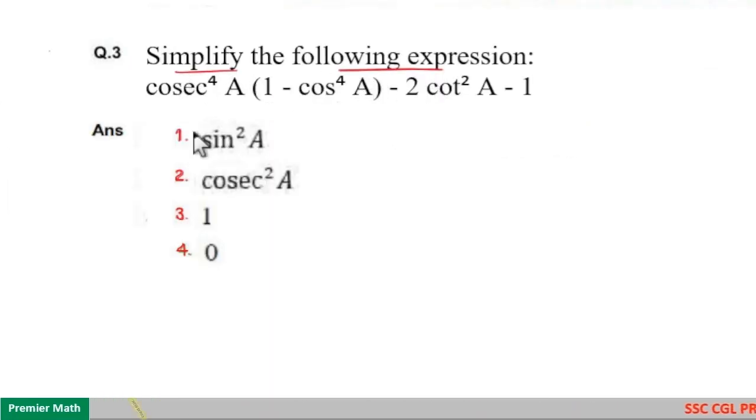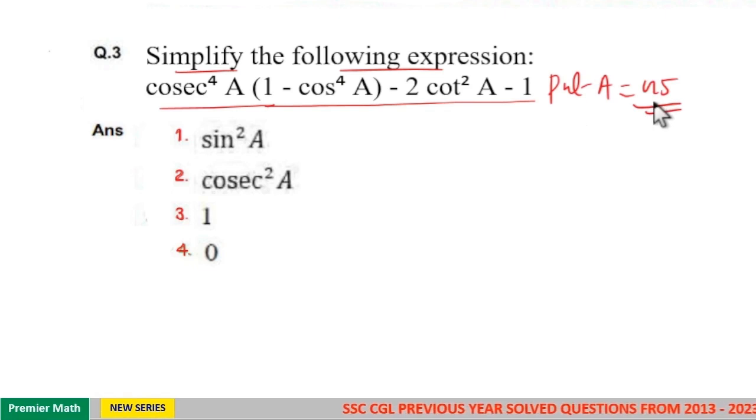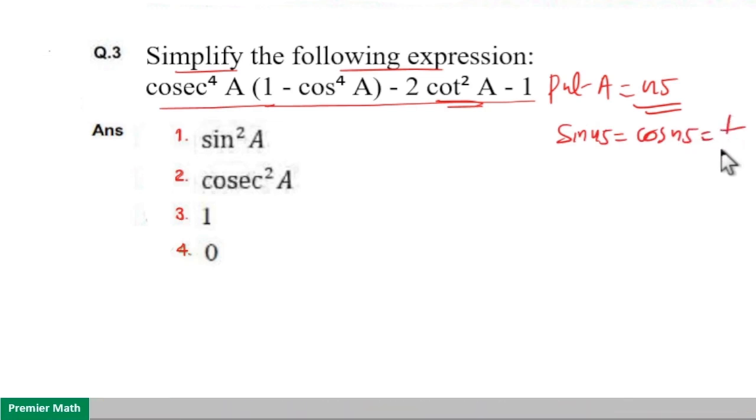Simplify the following expression: cosec raised to 4A into 1 minus cos raised to 4A minus 2 cot square A minus 1. Here put the value of angle A as 45 degree. You can put it as 30 or 60 degree. But here we have cot 45 equal to 1. And here you already know sin 45 is equal to cos 45 is equal to 1 by root 2. So it will become more easy to put angle A as 45 degree.